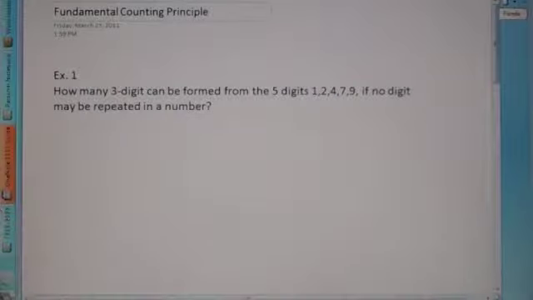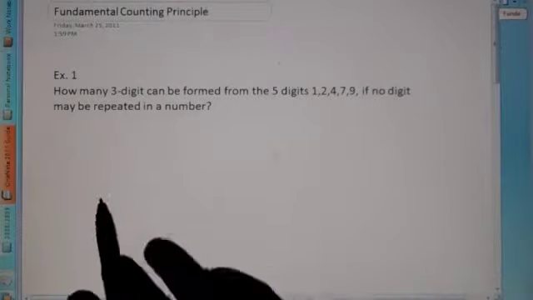Hey Algebra 2, today we're going to be talking about the fundamental counting principle. We use the fundamental counting principle when we're trying to figure out different combinations of how many options we have given the information we're given.